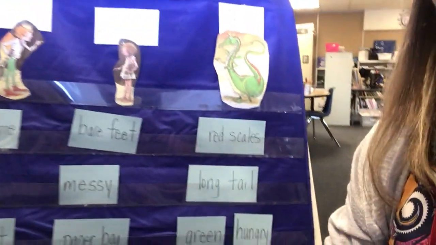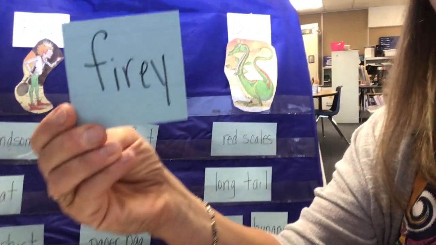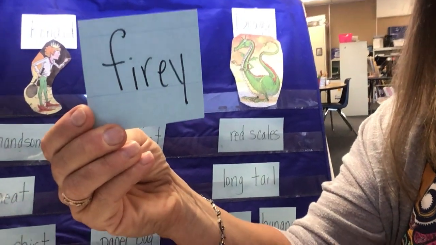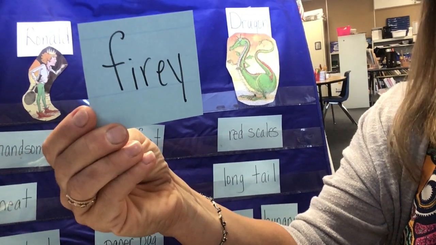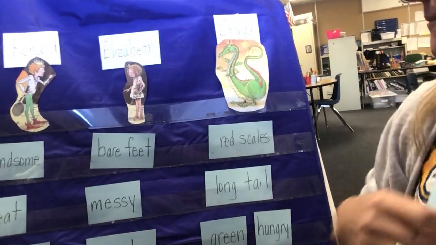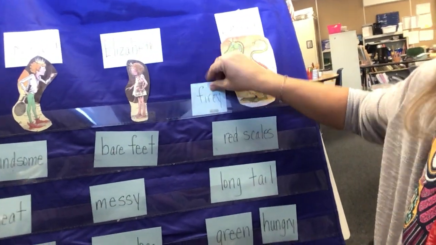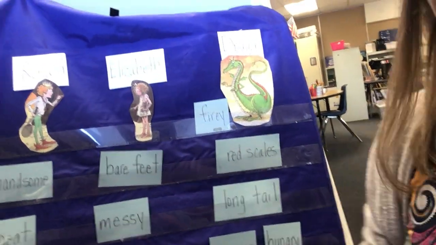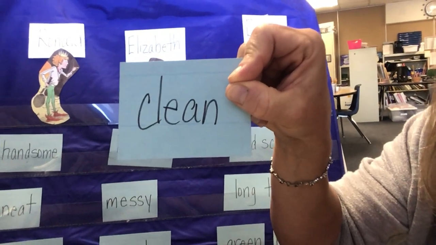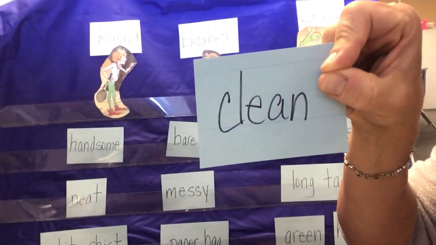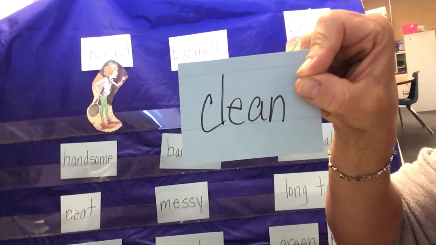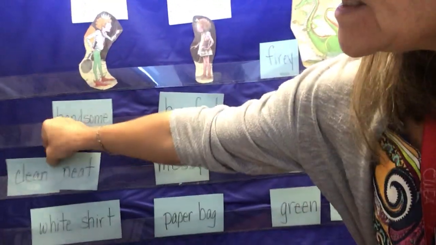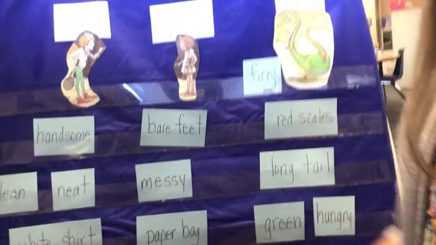Ooh, which character is fiery? Who blows fire? Yep, dragon blows fire. I'm going to put that word next to him. Who here is clean? Oh, remember that Elizabeth said that Ronald was clean and neat? So that's got to be Prince Ronald.